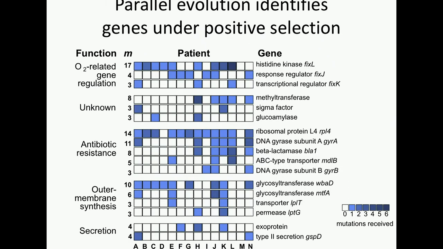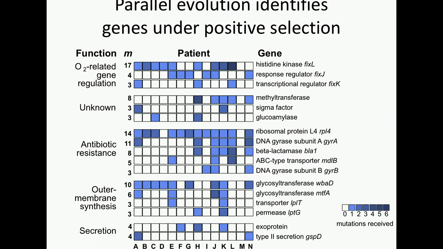So what are these genes? Here they are, and when you look at it, essentially you see the hallmarks of pathogenicity. You see antibiotic resistance, including the gene I've shown you, GyrA, but other genes representing resistance to other antibiotics. You see changes in the outer membrane structure, which is important for evading immune response and for resistance to hydrophobic antibiotics. You see genes related to secretion.